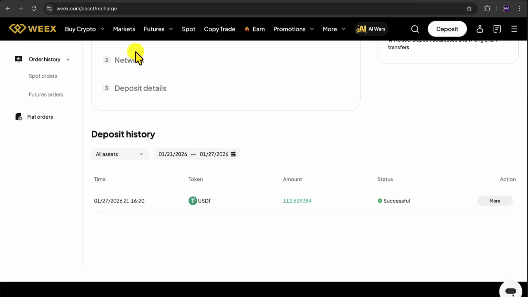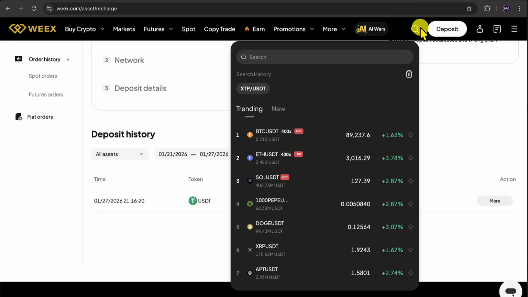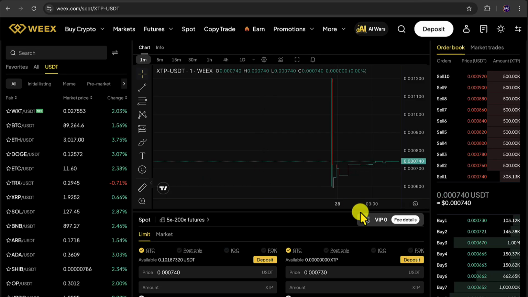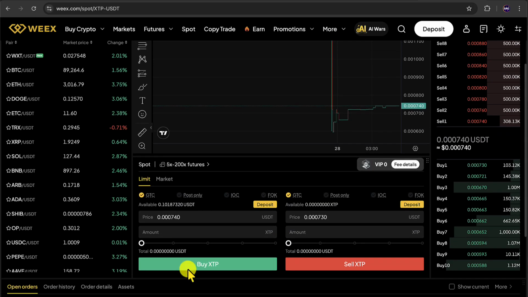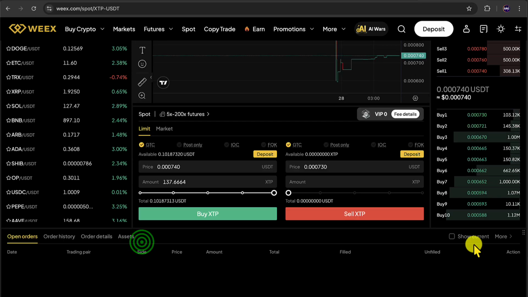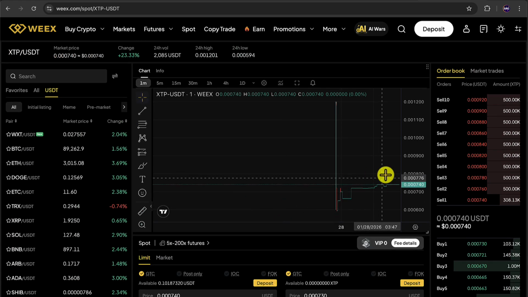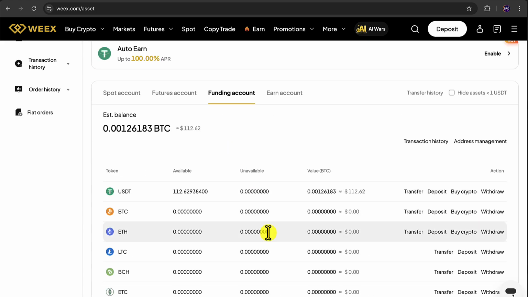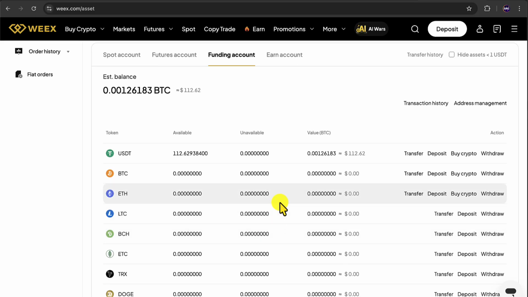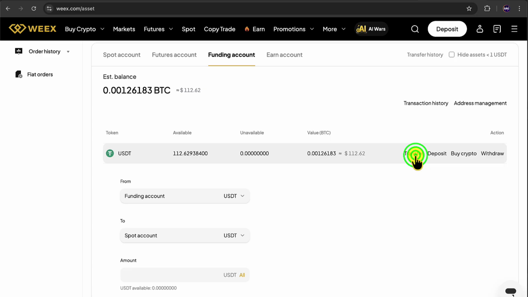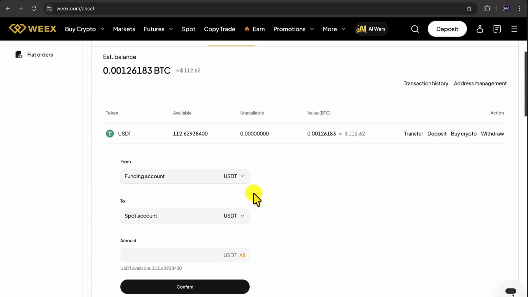Okay, so let's try and buy some XTP. You can just come here and look for XTP, and I'm going to try and buy with a limit order at that price there, 740, using everything. Although that doesn't look right because I've only got 10 cents there. What have I done wrong? Okay, that's because that money went into the funding account rather than the spot account. So I need to transfer that over from funding to spot.